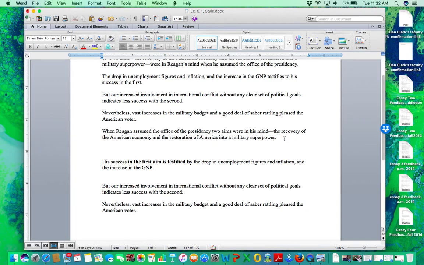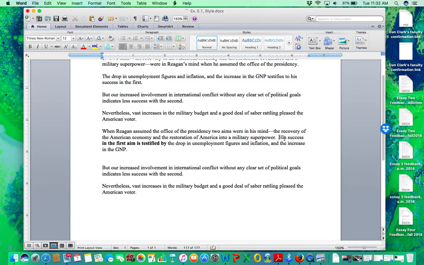Now, we can then move this up just to see how it looks. His success in the first aim is testified. Now, here's the deal. This is the first aim. Well, if that's the first aim, this is tricky. Do we want to go ahead and put this, the recovery of the American economy, after the restoration of America into a military superpower? Because that is the first aim.